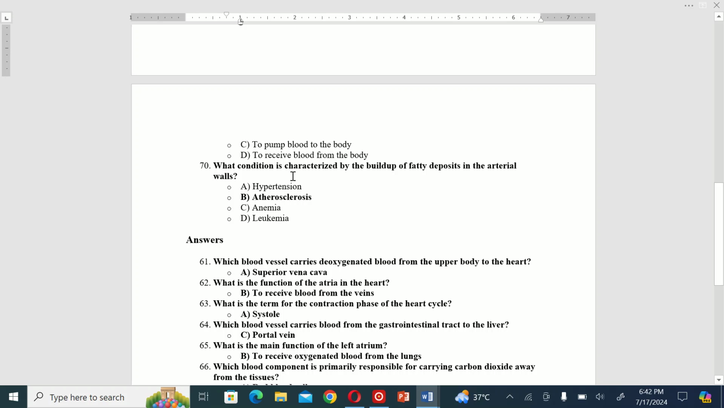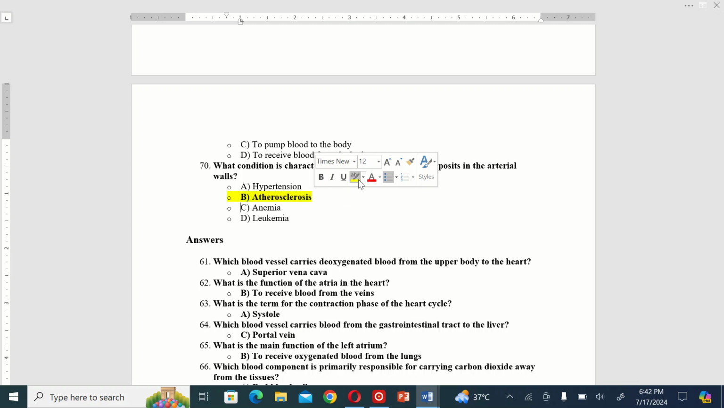What condition is characterized by the build-up of fatty deposits in the arterial walls? A. Hypertension. B. Atherosclerosis. C. Anemia. D. Leukemia. So the correct option is atherosclerosis.